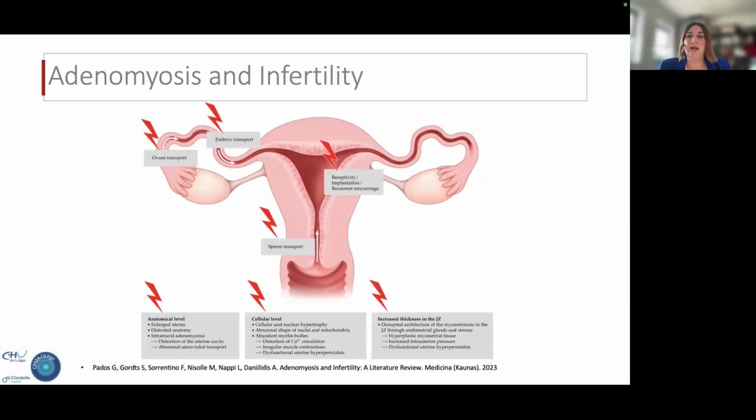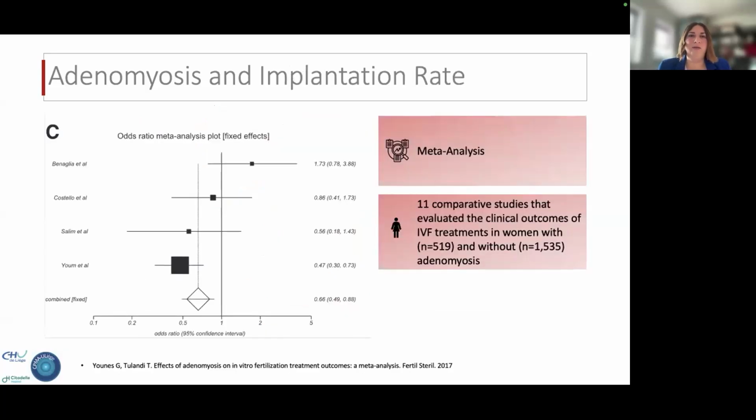Second, the junctional zone, so GZ, is linked to impaired implantation and implantation failure. Hormonal imbalances such as abnormal estrogen receptor expression and progesterone resistance, along with pro-inflammatory cytokines and uterine NK cell dysfunction, further reduce the implantation rates, contributing to fertility issues in women with adenomyosis.